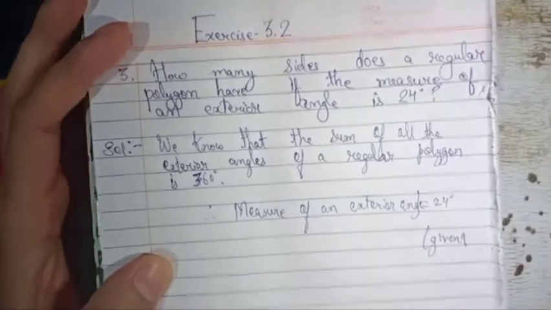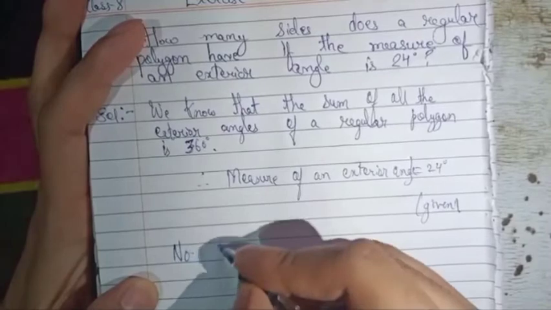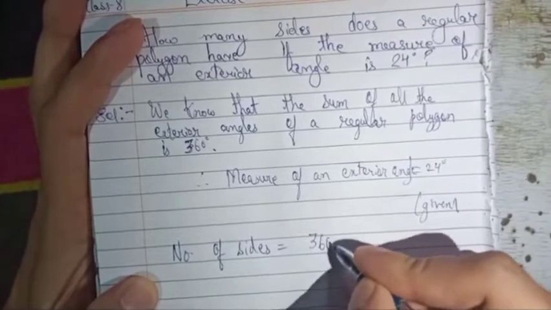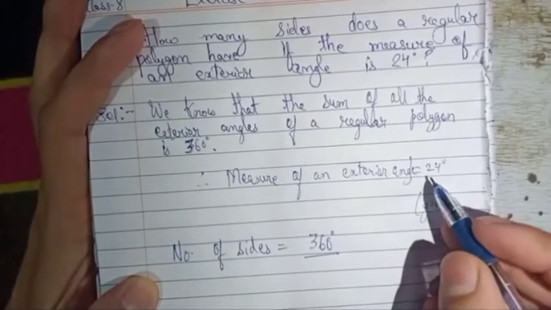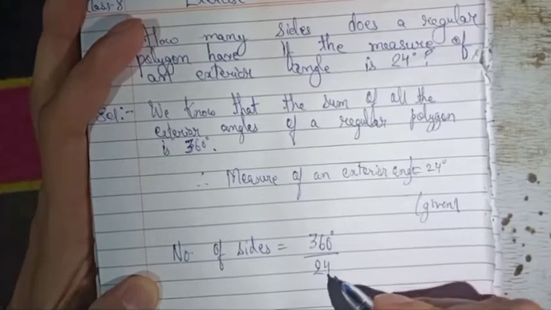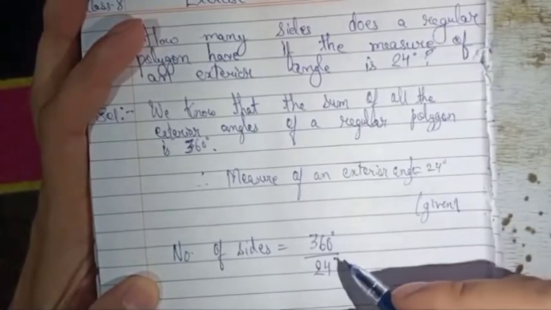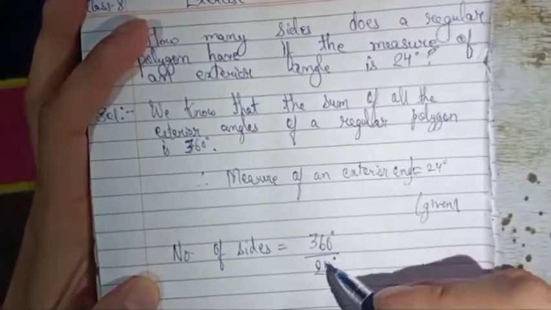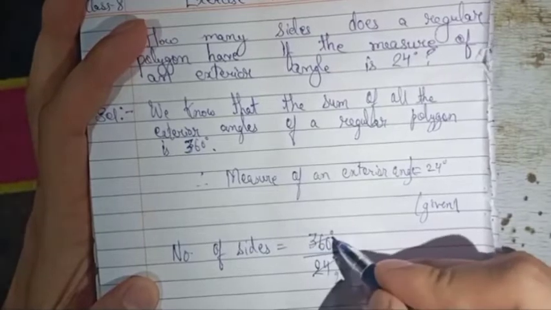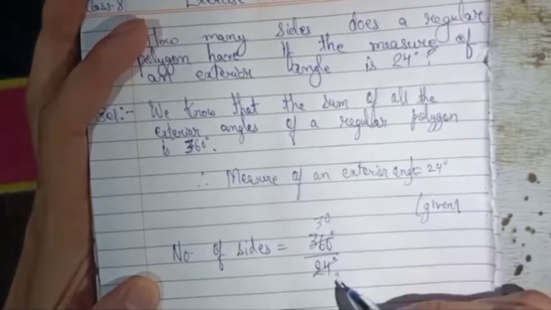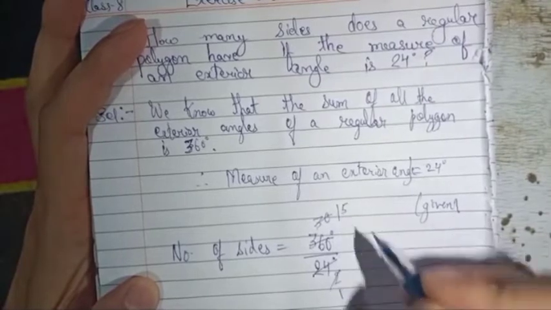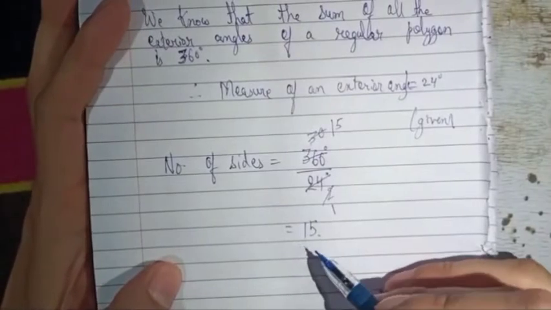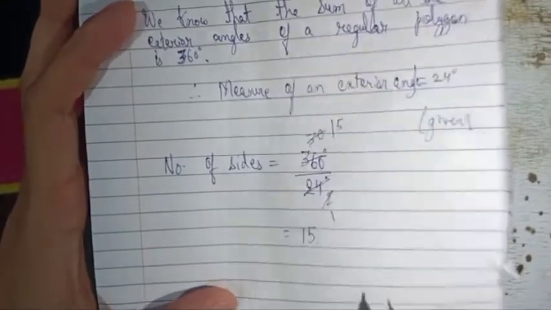Okay. Therefore, the number of sides can be easily calculated. Number of sides will be equal to 360 degrees divided by the measure of the exterior angle, that is 24 degrees. Okay, now we will divide both the values. With the help of 12 we can easily divide them. 12 twos are 24, 12 threes are 36 and 0. Okay, and then 2 will divide 15 times. So you will get 15. That means 15 sides are there in that regular polygon.